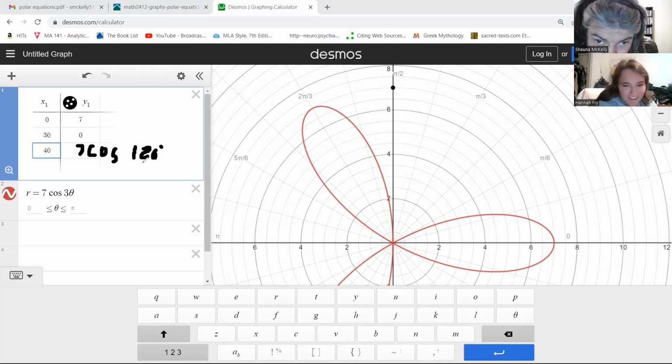Well, okay, so the cosine of 120, this is 2 pi over 3. The cosine of 120 is a half. So you'd have a negative half.